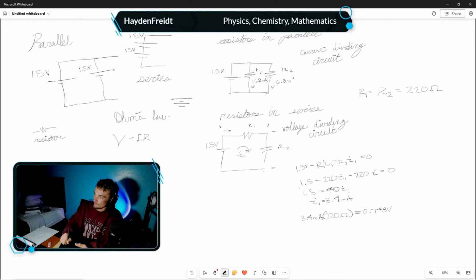6.8 milliamps. And again, because they're the same magnitude of resistance, this is what you're going to have in both of them. And again, the voltage is constant across them.